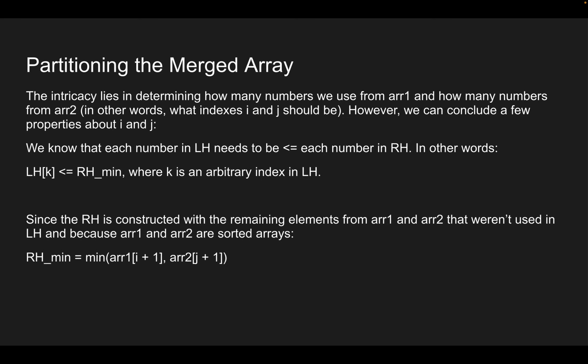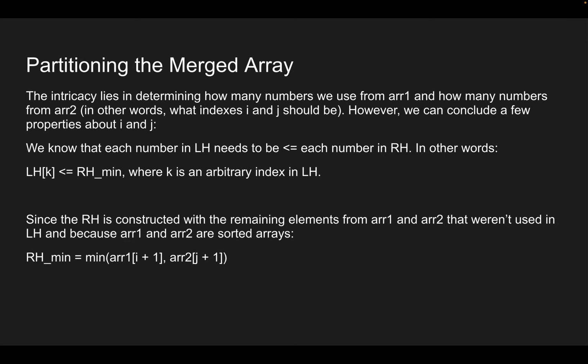All right, so the intricacy lies in determining how many numbers we use from array 1 and how many numbers we use from array 2, in other words, what indexes i and j should be. However, we can conclude a few properties about i and j. We know that each number in LH needs to be less than or equal to each number in RH. So in other words, LH at index k is going to be less than or equal to the minimum value of RH, where k is an arbitrary index in LH.